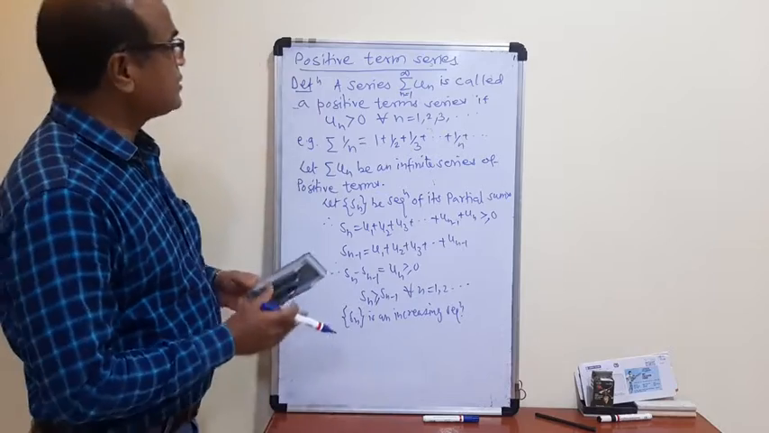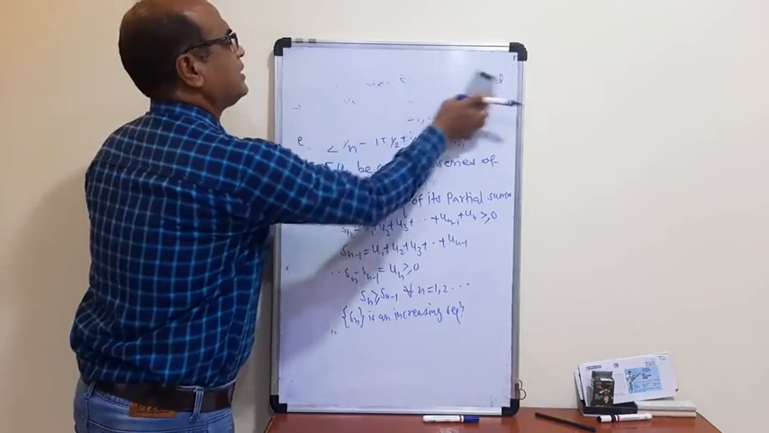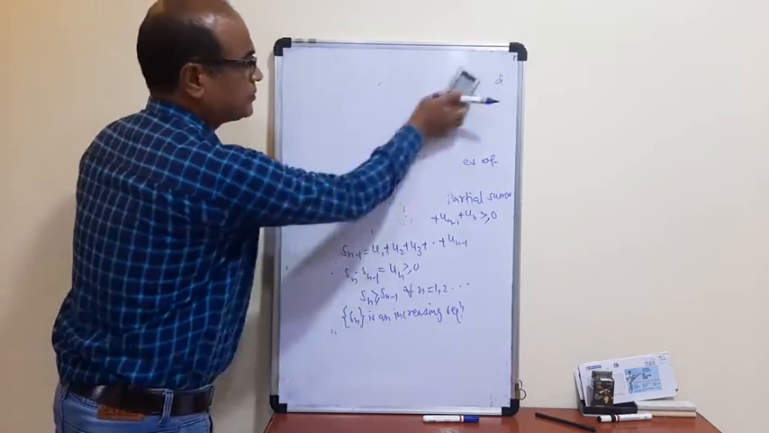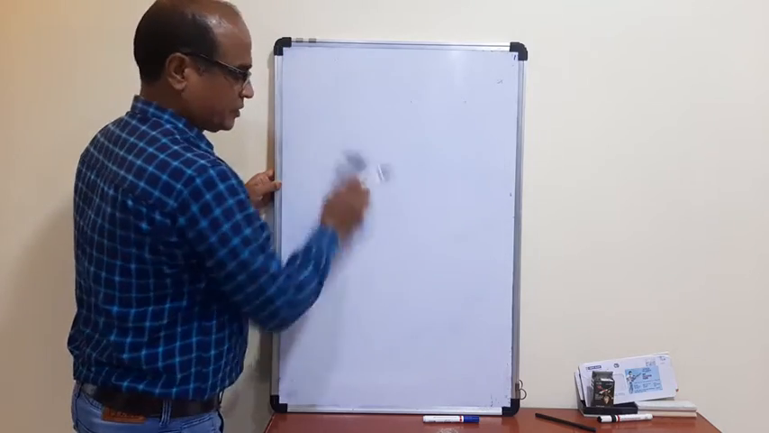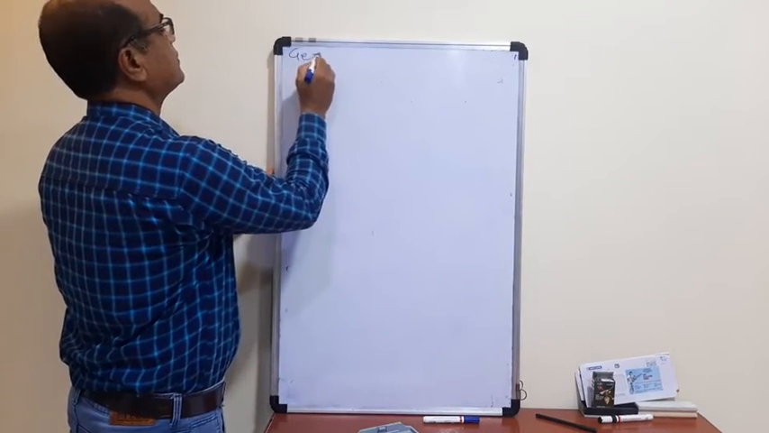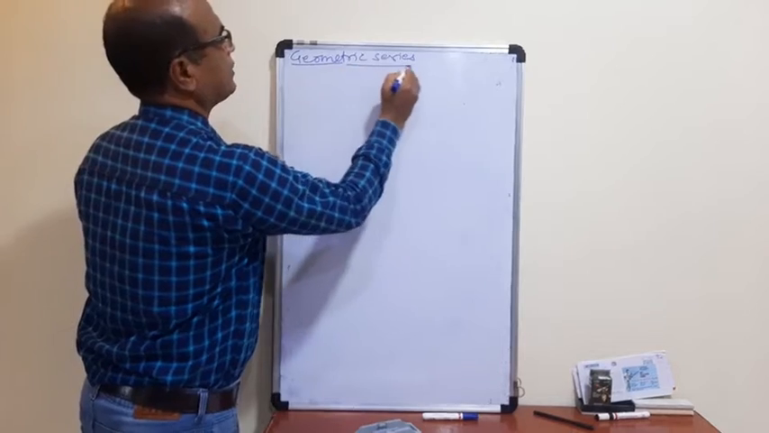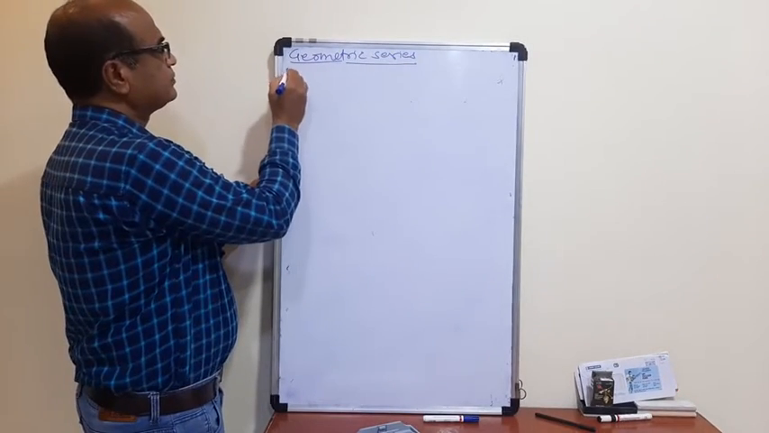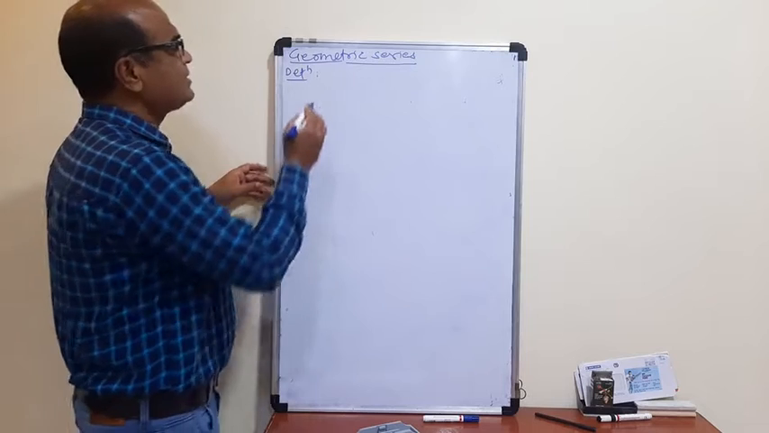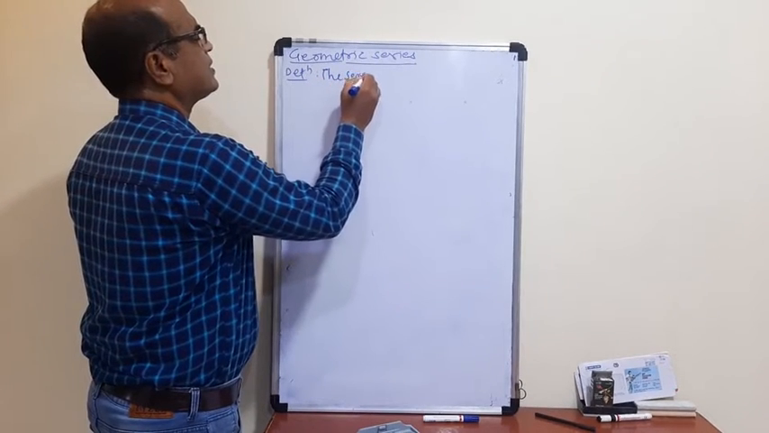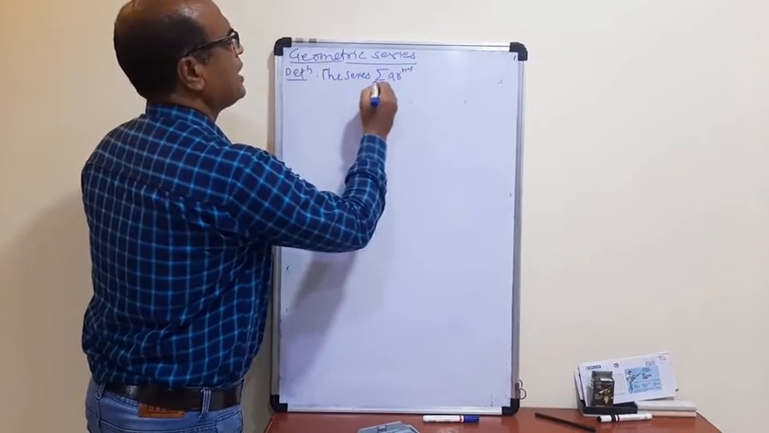Okay. So we learned here what a positive term series is. Then, most important, what is the geometric series? Geometric series. Okay. So what is the definition? A simple definition here. What is the geometric series and what is the convergence of the geometric series? The series summation a r raised to n minus 1, where n is equal to 1 to infinity.